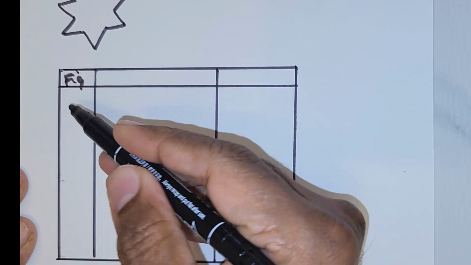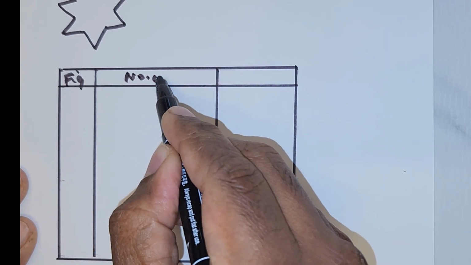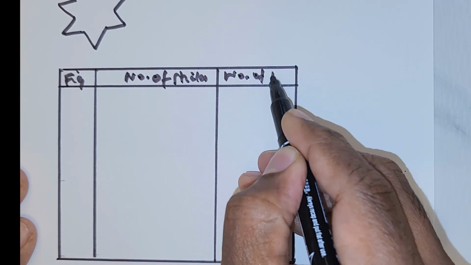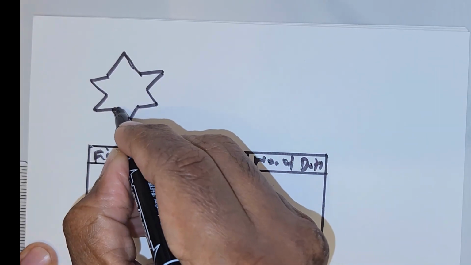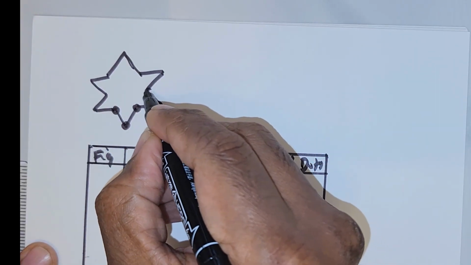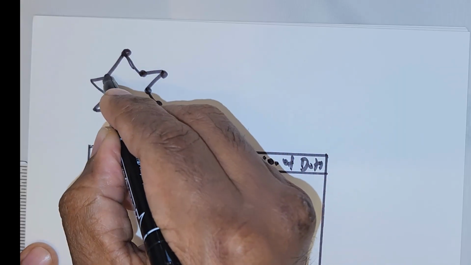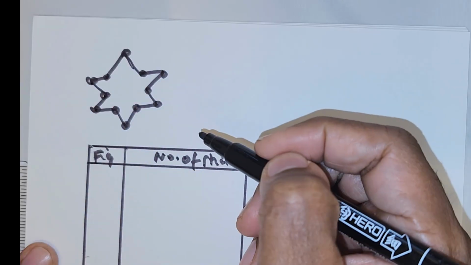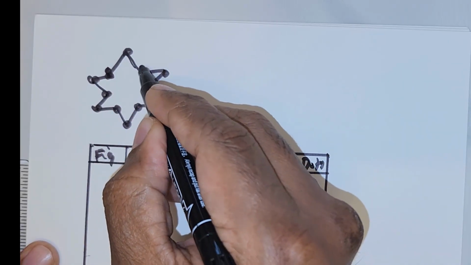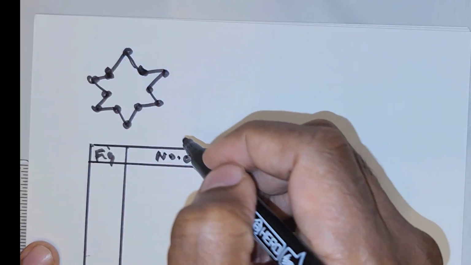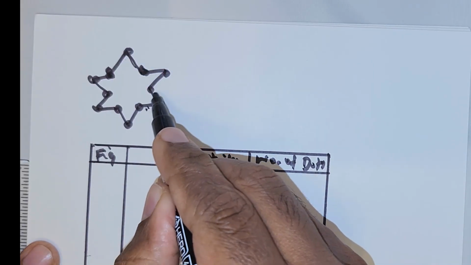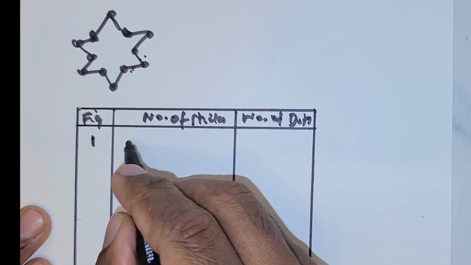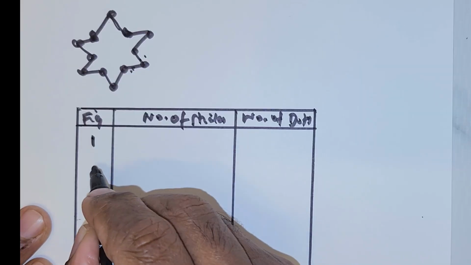This is the figure and the number of sticks and number of dots. Now you have dots like this, okay? The vertex, where the edges are meeting, they are taken as dots in this question or in this figure. Now these are all the sticks, right? They are the edges. So you have a list of figures, as you can see from the image.